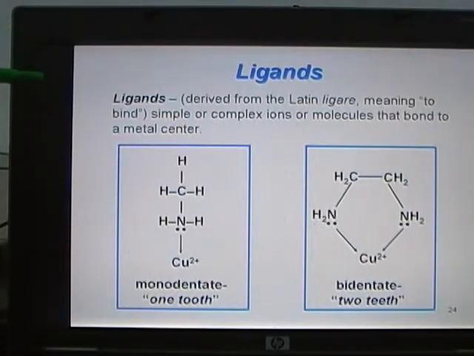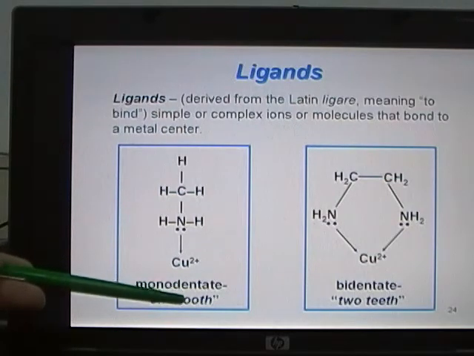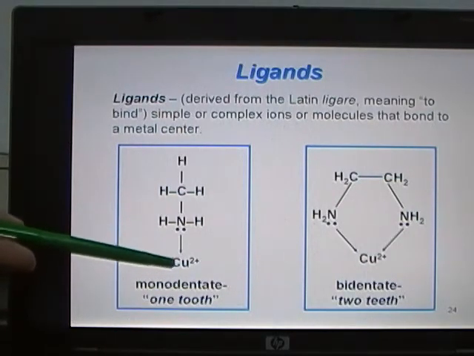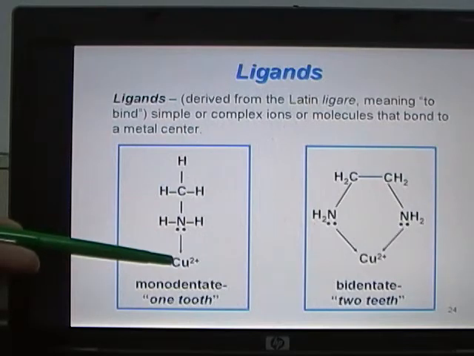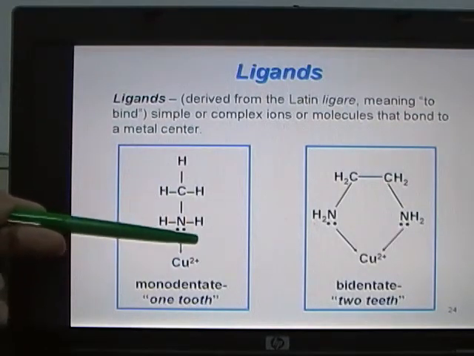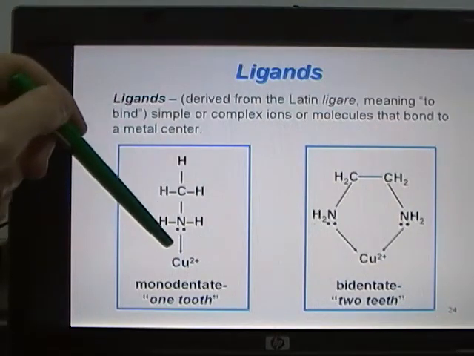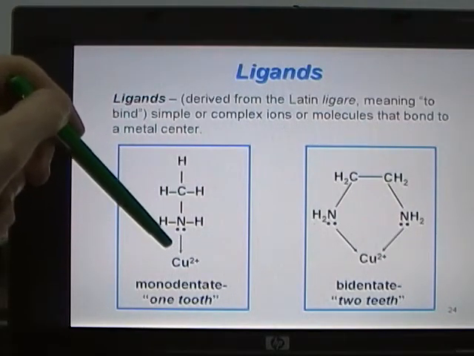Now remember that the definition of ligand is a simple or complex ion or molecule that bonds to a metal center. We're going to introduce some new nomenclature for you to consider as you think about ligands. One is monodentate. It comes from the Latin mono meaning one, dentate meaning tooth. That means that one of the atoms on the ligand that has the electron lone pair can bond to the copper 2+ cation. The ligand can only bond one time to the metal cation.